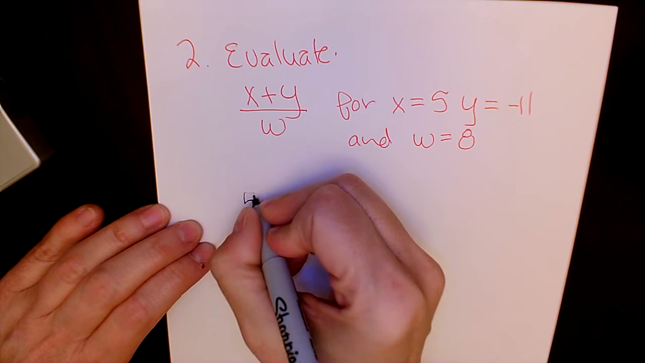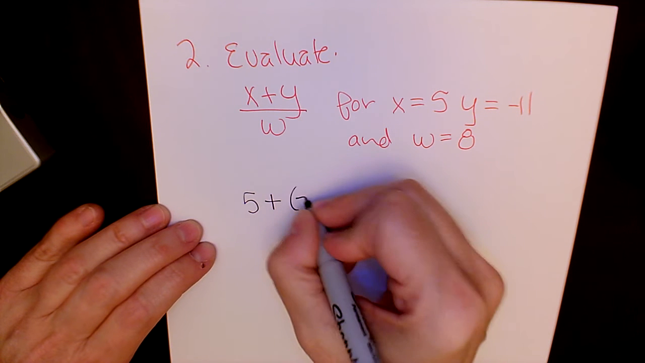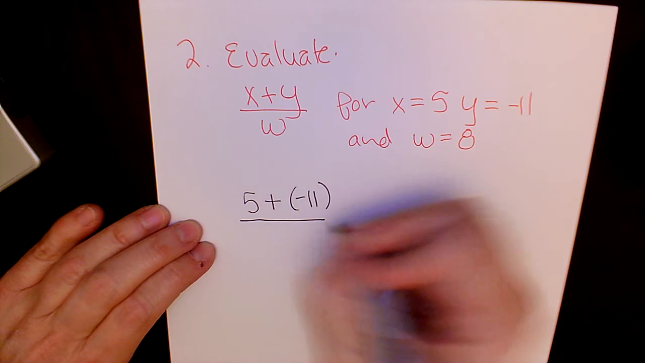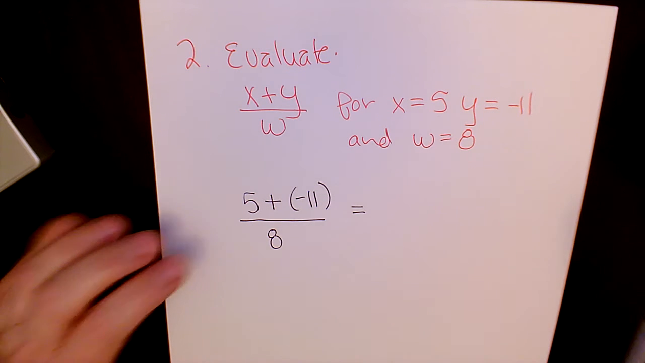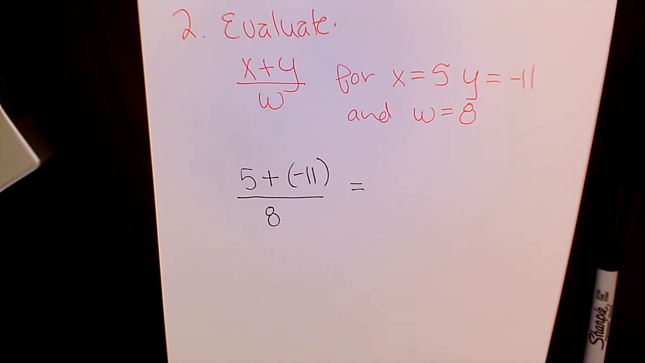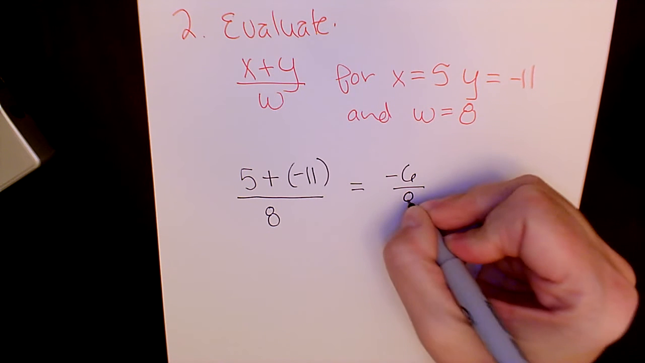So 5 plus a negative 11 over 8. Okay, I've got a positive 5 and a negative 11. We should be getting used to working with negatives by now. If you're still having trouble with these, let me know. We're going to subtract, and there's more negatives, so we get a negative 6 over 8.